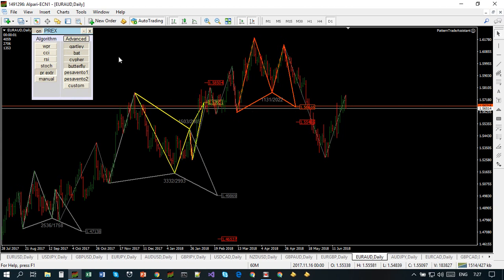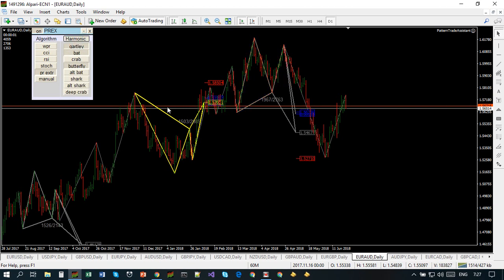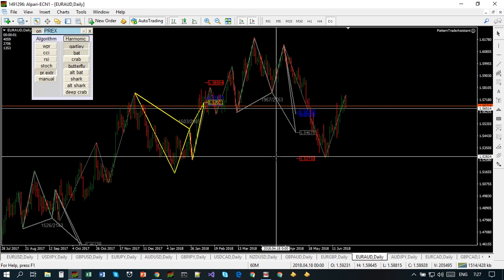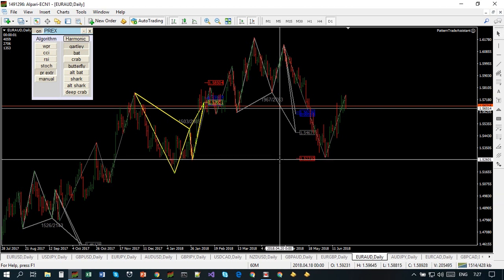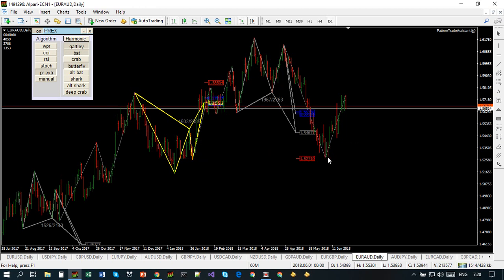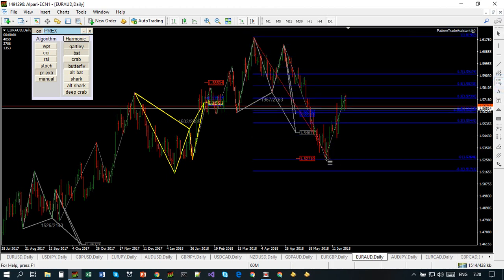If we switch to the harmonic approach, most likely we will have a butterfly formation. Yes, and we had a butterfly formation. It broke the potential reversal zone, but the reversal took place lower. Well, it didn't even hit the stop loss. So if you were in this pattern, most likely you already hit the targets. Yes, the 32 target was hit with this pattern.